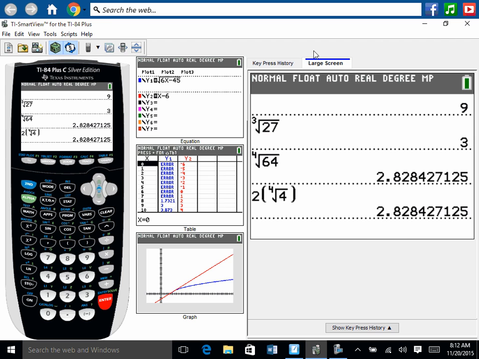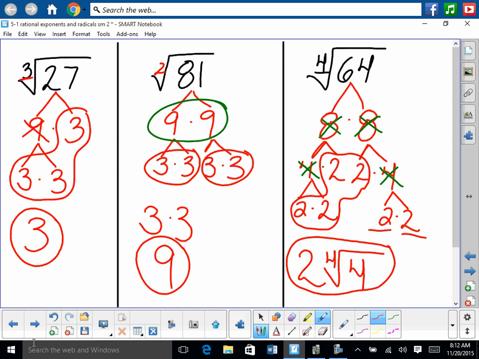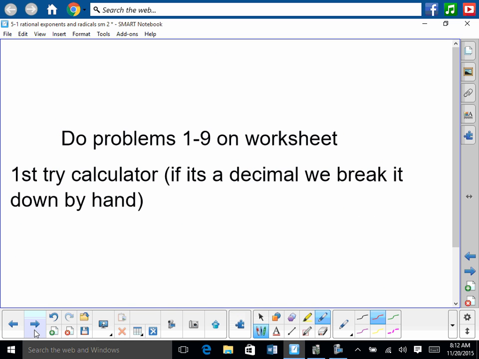Okay, awesome. All right, guys, so now you should be good to do problems 1 through 9. I would start off by just trying it on your calculator first. Why break it down by hand if it comes out an even root? So those should be pretty quick. Most of those come out as even roots. If it comes out as a decimal, break it down by hand. 1 through 9, ready, set, go.